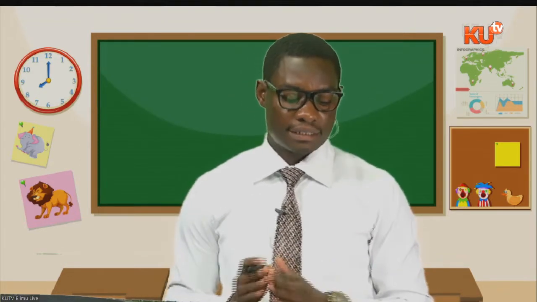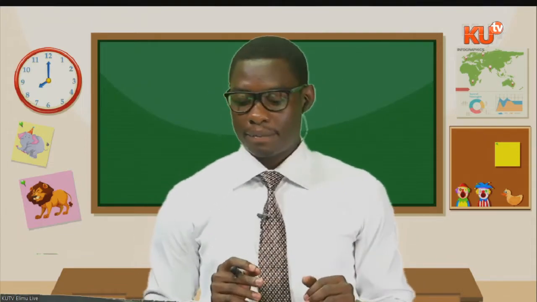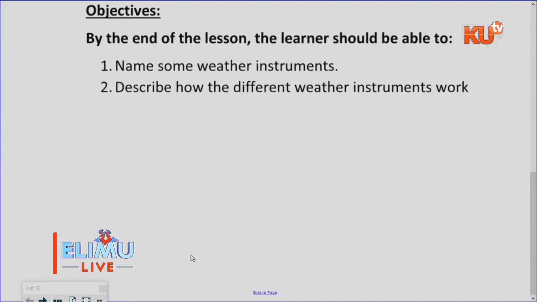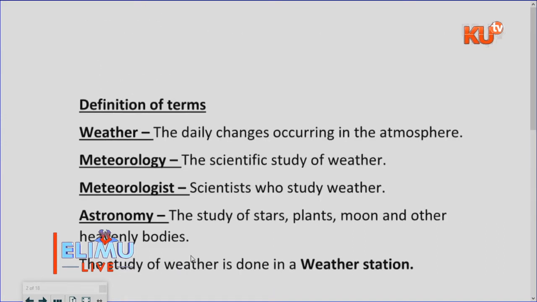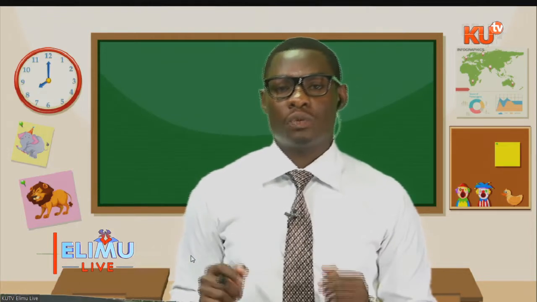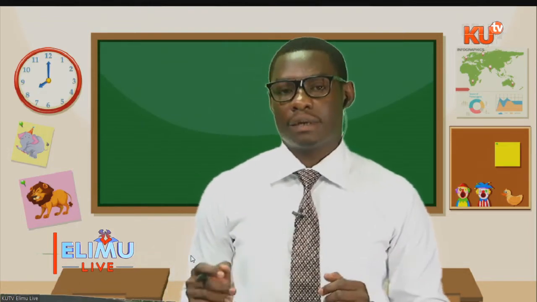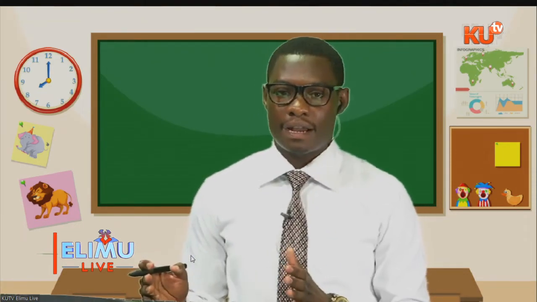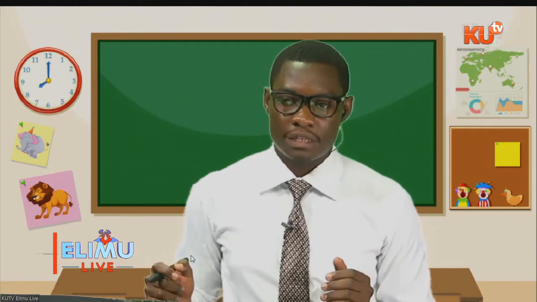We first start by defining some terms. The first term we are going to define is weather. Weather can be defined as the daily changes occurring in the atmosphere. This is a day-to-day activity that takes place. These changes are usually recorded, and that is what we refer to as weather generally.